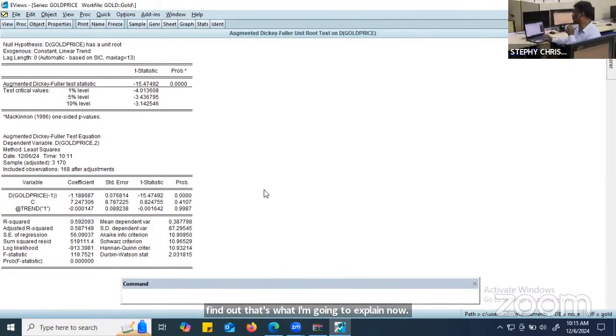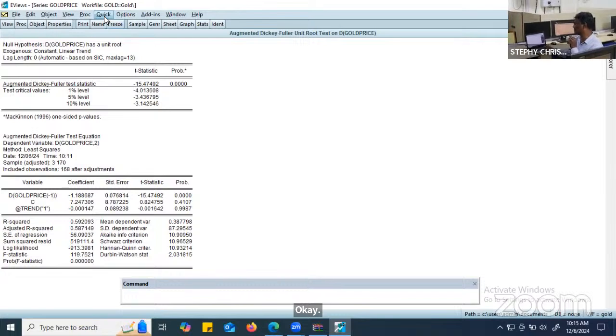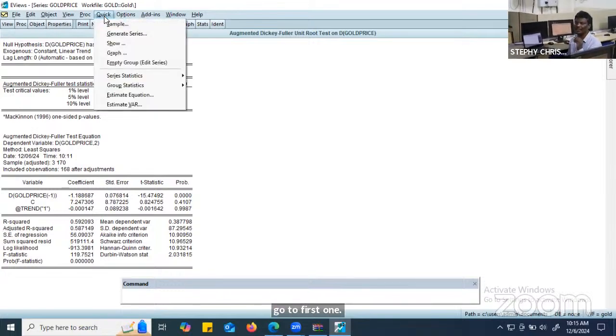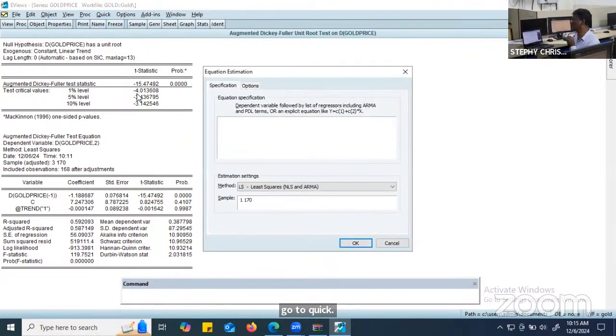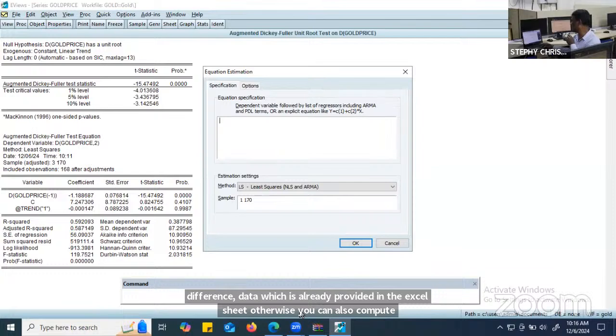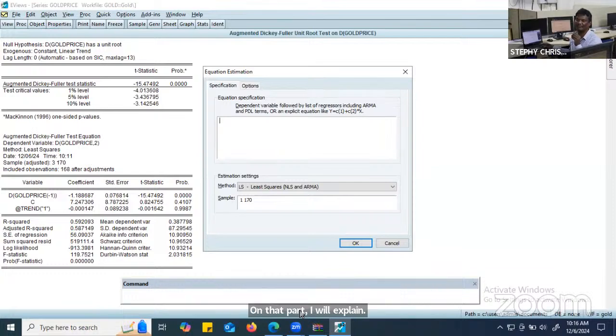Go to Quick, Estimate Equation. I told you which data we are supposed to use: gold price or returns? Returns, because returns is the first difference data, which is already provided in the Excel sheet. Otherwise, you can also compute it. You want that part? I will explain how to compute the returns, the first difference, in Excel.